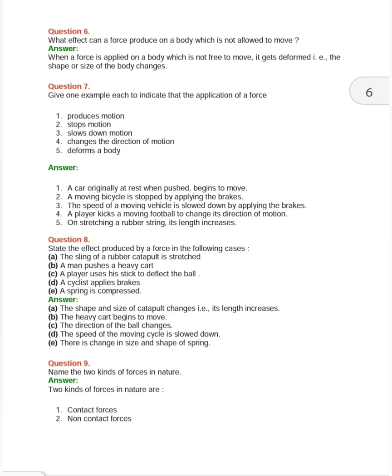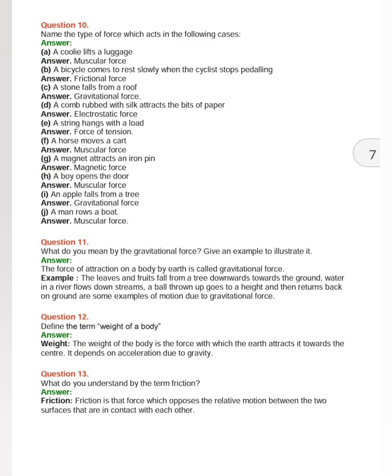Question number 9. Name the two kinds of forces in nature. Answer. The two kinds of forces in nature are number 1. Contact forces. Number 2. Non-contact forces. Question 10. Name the type of forces which acts in the following cases. Answer A. A coolie lifts a luggage. Answer is muscular force.